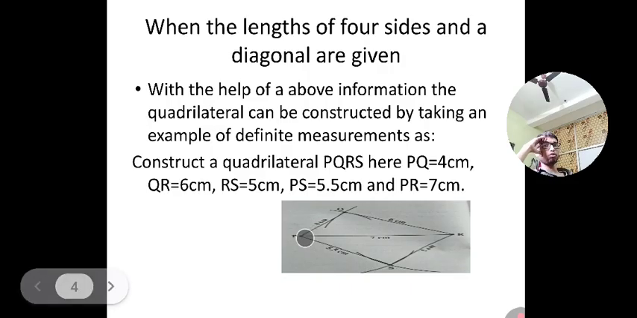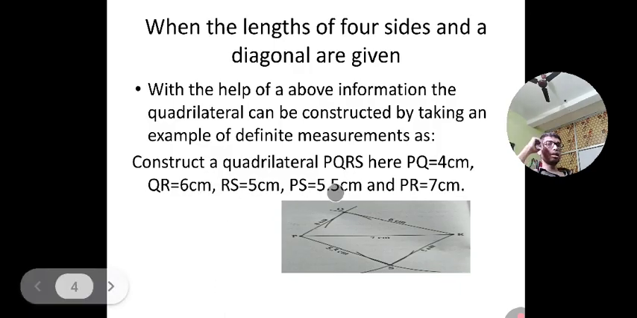So in total we have four line segments. Inside is known as interior angles. This is interior, and outside of this is the exterior angle. In this we have four interior angles, and we have one diagonal as well.